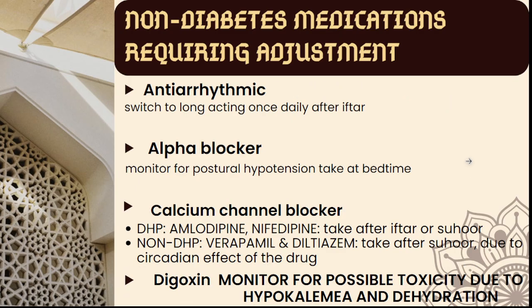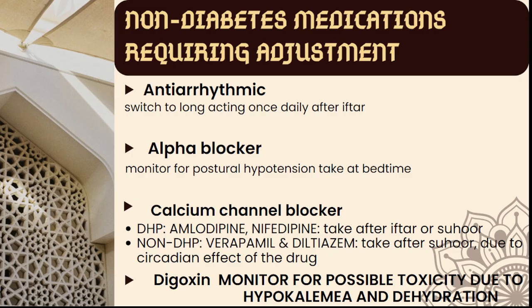Antiarrhythmic medication like amiodarone, like sotalol, whatever antiarrhythmic, switch to long-acting once daily after iftar. Alpha blocker has a risk of postural hypotension, so better to take it before sleep at bedtime.